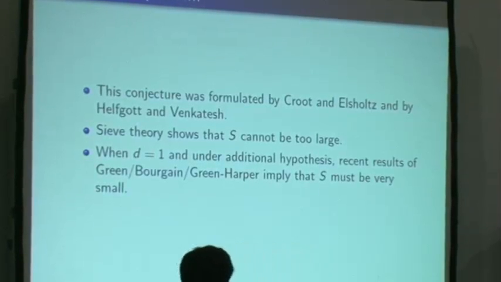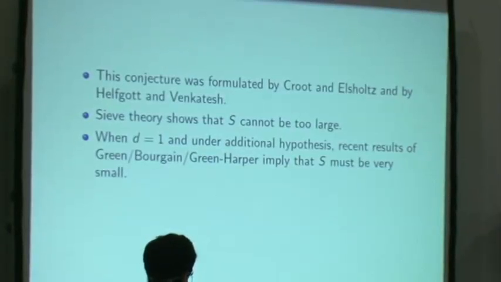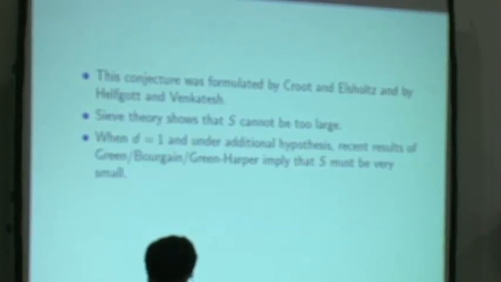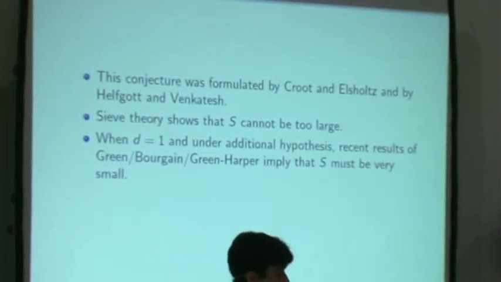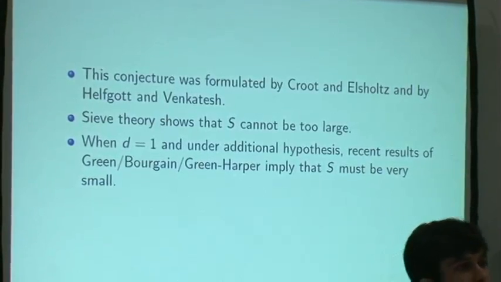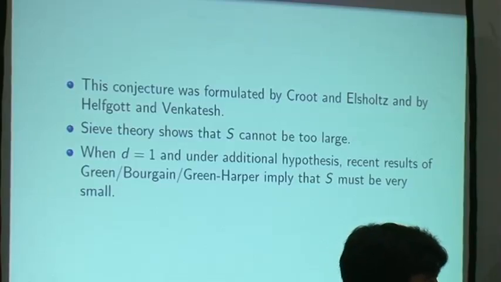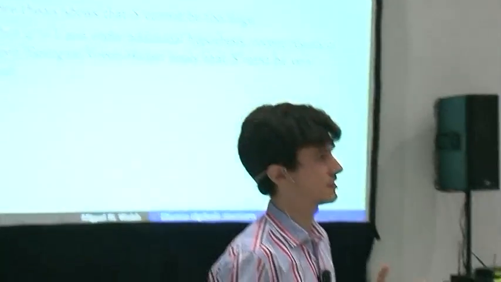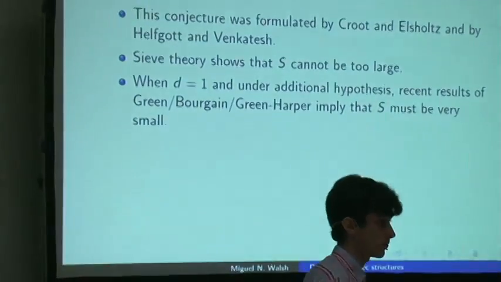So when D equals 1, and under additional hypotheses, there are recent results of first Ben Green, then refined by Schoenberg-Gain, then refined again by Adam Green and by Ben Green and Adam Harper, that imply that S, in fact, has to be very small. But the additional hypotheses are, in fact, saying that your set is very, very different from being algebraic. So if you know that your set is very different from being algebraic, under some specific hypothesis, then you know that S has to be very small.